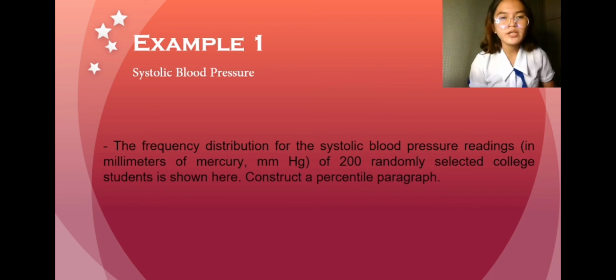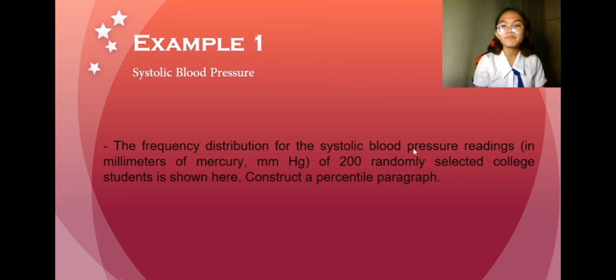So let us have an example, just like what I said earlier, class, that percentile can be done in education and health-related fields. This systolic blood pressure is a health-related field. So, in this example, the frequency distribution for the systolic blood pressure readings of 200 randomly selected college students is shown here. Our problem is to construct a percentile graph.